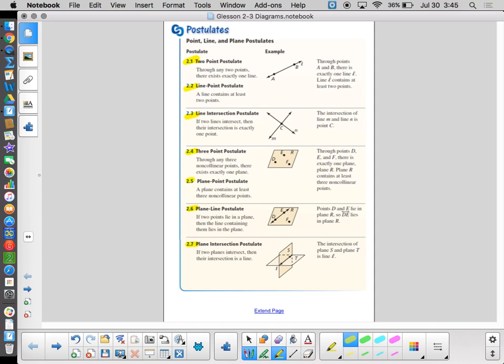The two-point postulate says through any 2 points there is exactly one line. The line-point postulate is the converse. It says a line contains at least 2 points. Now, at first glance, those seem to say exactly the same thing, but in reality, they're opposites. They're converses of each other. So just from a visual standpoint, the first one says through any 2 points there's exactly one line.